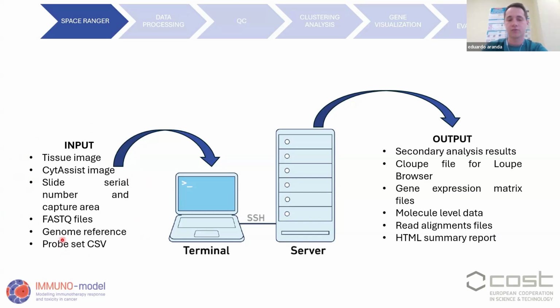And with all this input, you run Space Ranger on your server, and all of these outputs are generated: secondary analysis results, which include information on PCA and UMAP; the cloupe file, which can be loaded to analyze everything in Loupe Browser; a gene expression matrix that can be used, for example, with Seurat or other packages in R; the molecule level data, which is the UMI information; read alignment files, which can be created if you want to create the BAM files; and the last is the summary report, which I mentioned before.